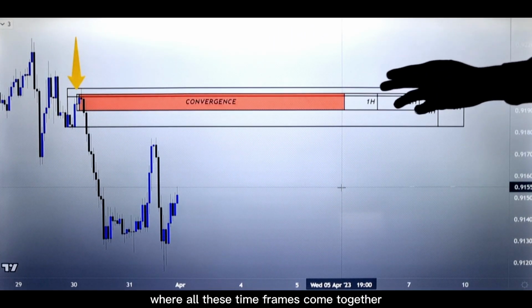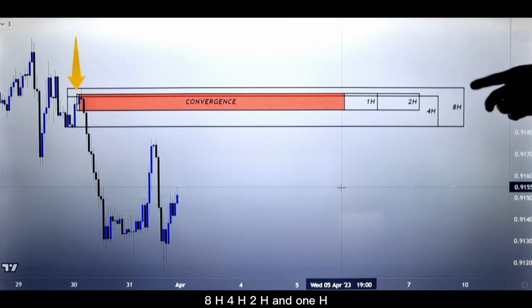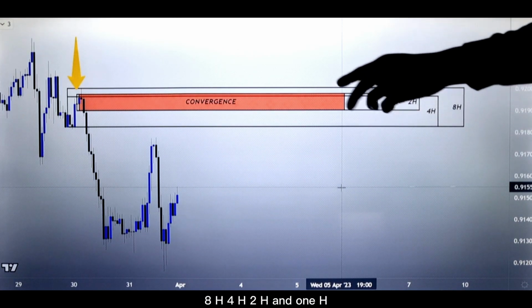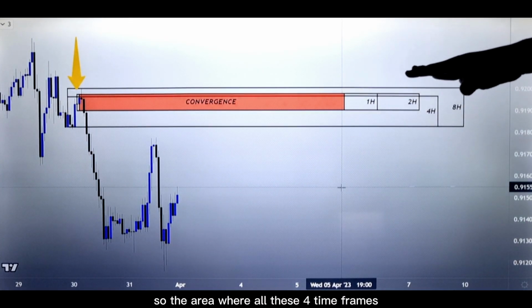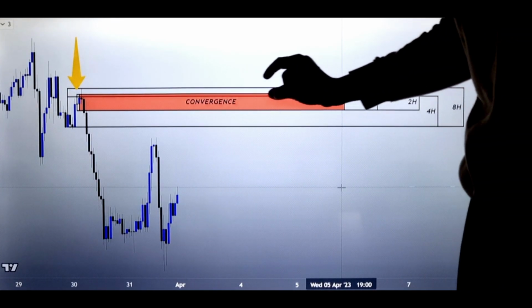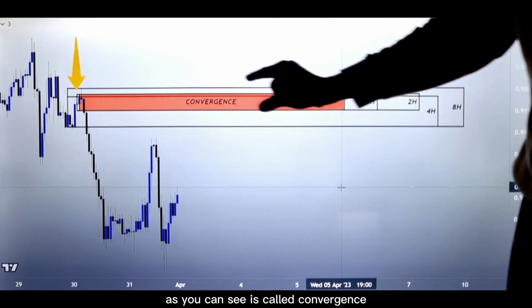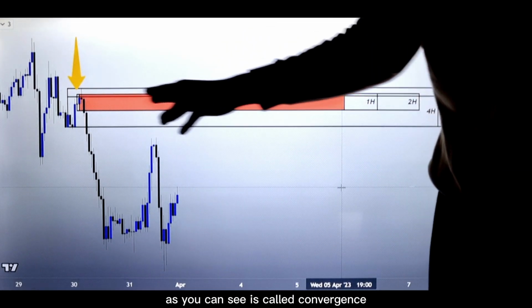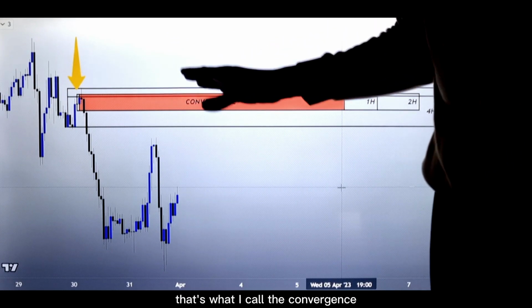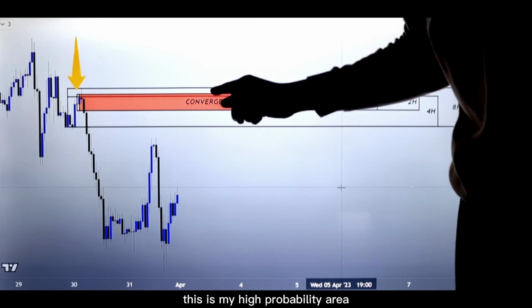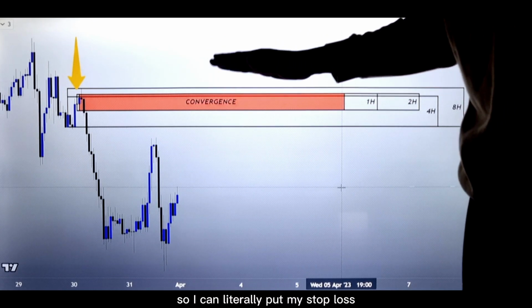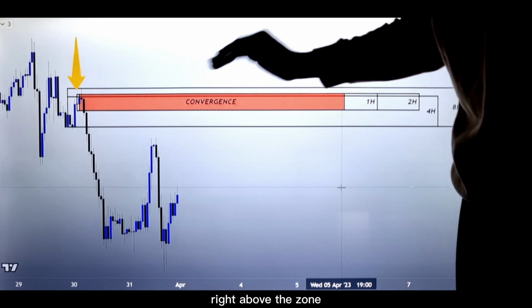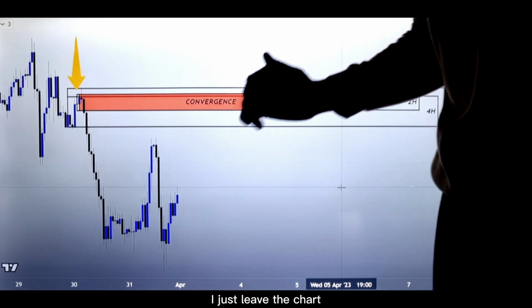So the zone, the area of influence where all these time frames come together, 8H, 4H, 2H and 1H, I call convergence. So the area where all these 4 time frames merge together, as you can see, is called convergence. That's what I call the convergence. This is my high probability area. So I can literally put my stop loss right above the zone and just leave the chart.